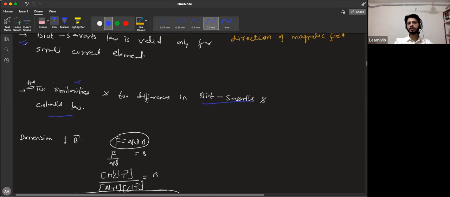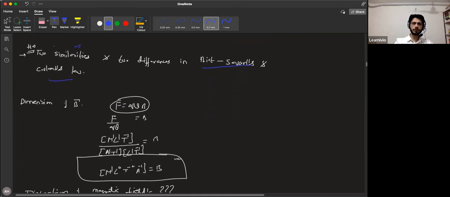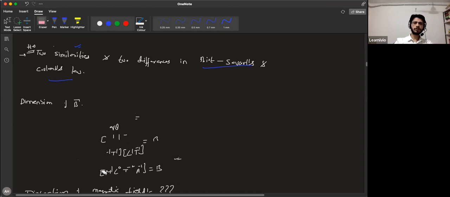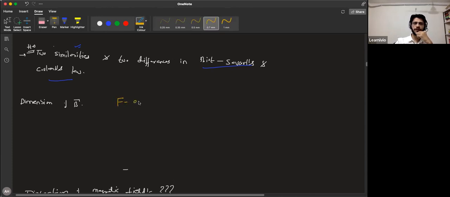Next, we need the dimensional formula for magnetic field. Just remember, although the dimensional formula is not a part of the class 12 syllabus, it is an important quantity, and you should know its dimensional formula. It will help you in your JEE exams. For the dimensional formula, use this expression: F is q velocity into magnetic field. From this expression, magnetic field is force divided by qv.